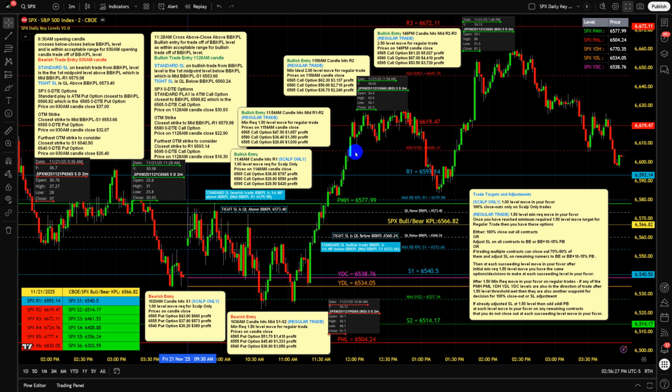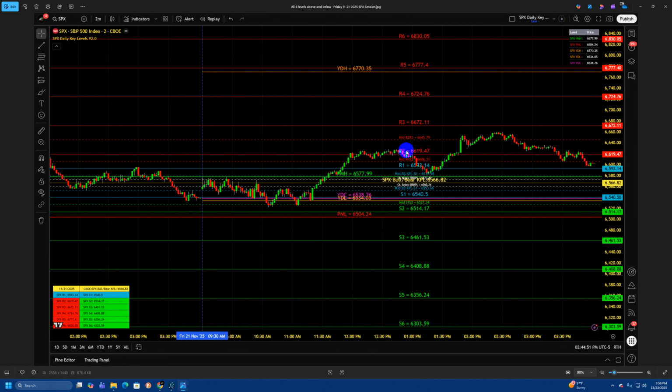Also, succeeding levels in your favor after the 1.5 level move can also be if any of the PMH, PML, YDH, YDL, or YDC levels are in the pathway after the 1.5 level move is met. In this particular session on a bullish trade, they are not. All four of these levels are below, and as we saw in the early part of this video, the yesterday's daily high YDH level is way above and out of the screen now, which I'll just bring back in so you can see here.